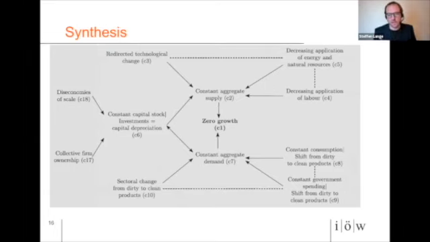On the lower side, you see the constant aggregate demand that very much relates to Keynesian analyses, with constant consumption on the right-hand side, constant government spending, and a sectoral change from dirty to clean products. And on the left-hand side, again, this relates to all theories, in particular also to Keynesian theories, but you see in particular on the left-hand side, regarding constant capital stock, the ideas of Marxian theories with diseconomies of scale to be introduced for zero growth, and collective firm ownership.